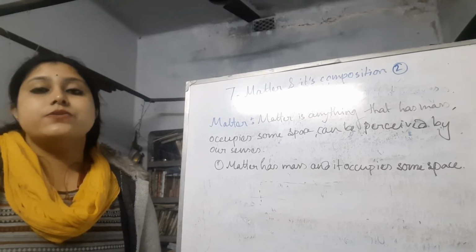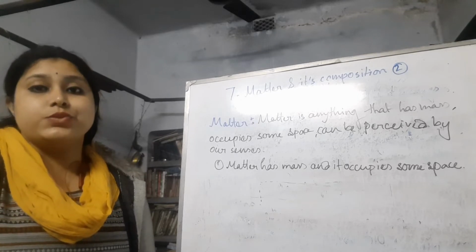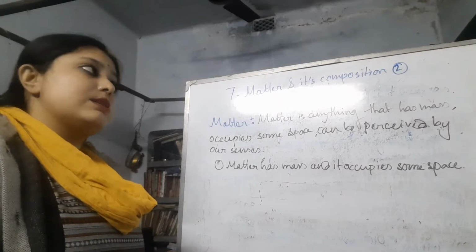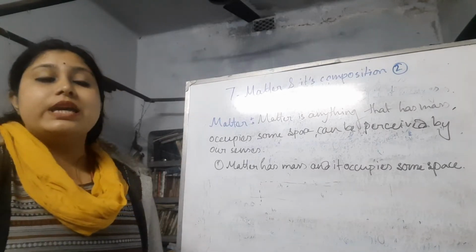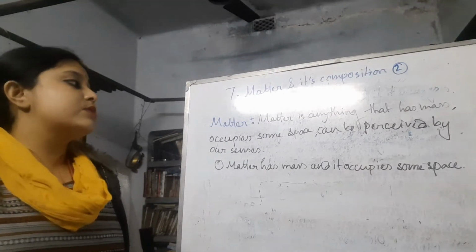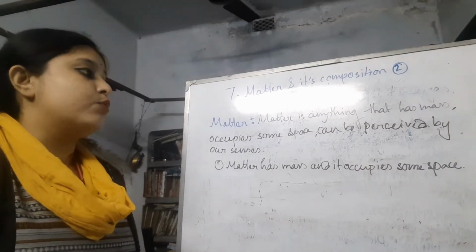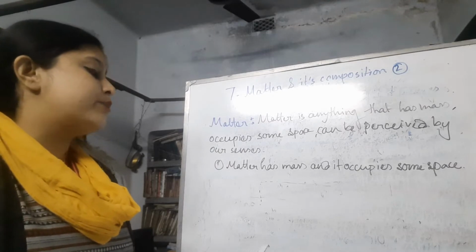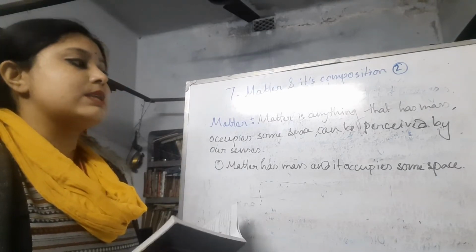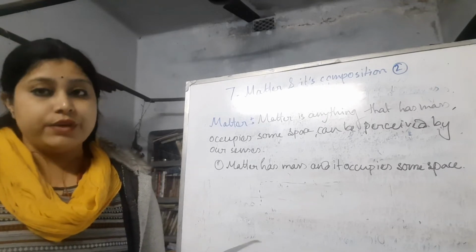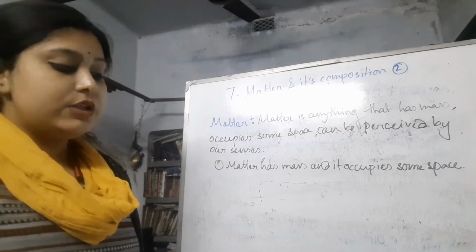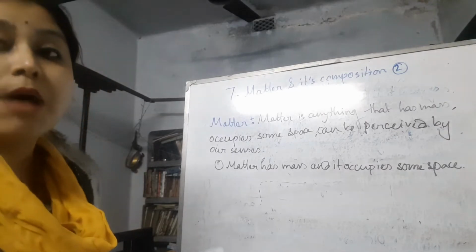This video is for class 7 chemistry and the chapter that I will continue today is matter and its composition. This video is part 2 from this chapter. In the previous video we discussed matter and one activity that proved that matter has mass and it occupies some space. Today we are going to learn about a different activity that will show that water has mass.